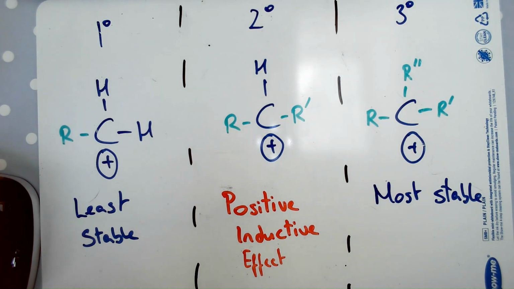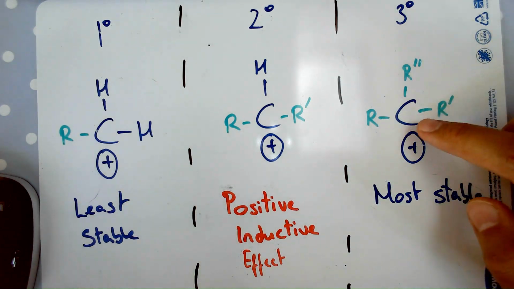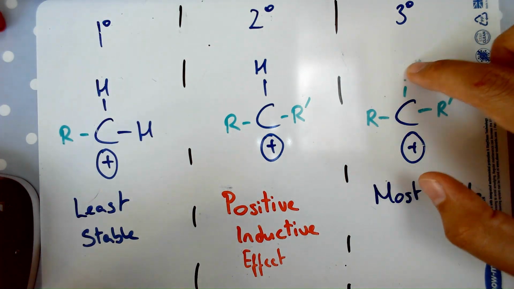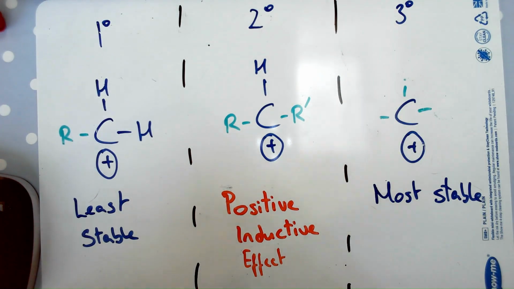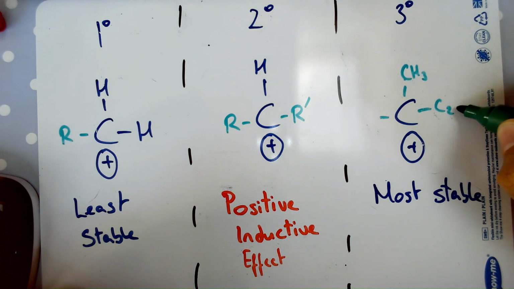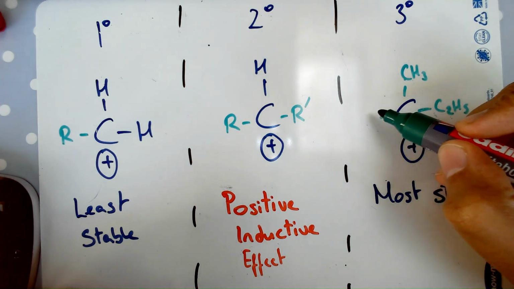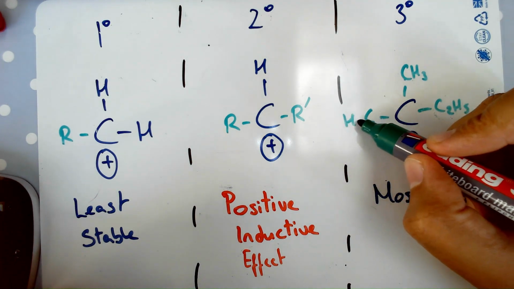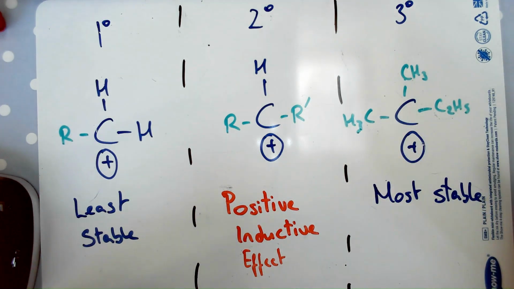That means that this carbon with its positive charge can pull in the electrons from all of these R's. So these R's, we could call them methyl groups if we wanted to, or ethyl groups. Let's put them in. There's a CH3, there's a C2H5, and let's put in a CH3 as well. So we've got 2 CH3s and 1 C2H5.